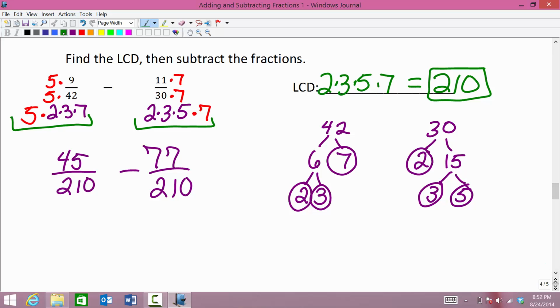Now we want to actually combine them together. We will keep the same denominator of 210, and we will subtract 45 minus 77. You're going to do larger minus the smaller.